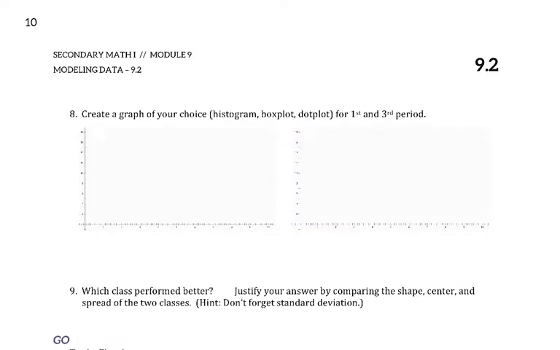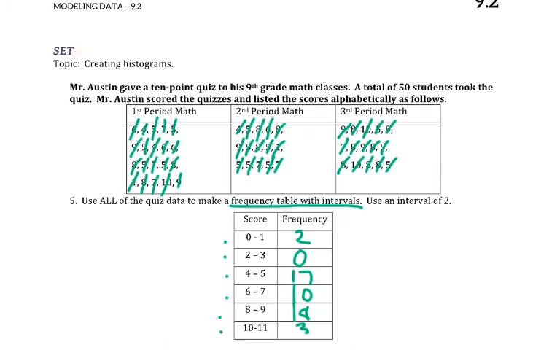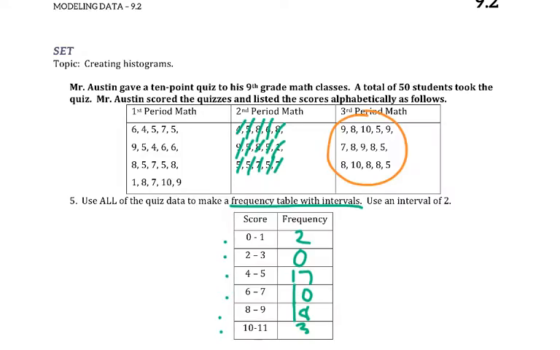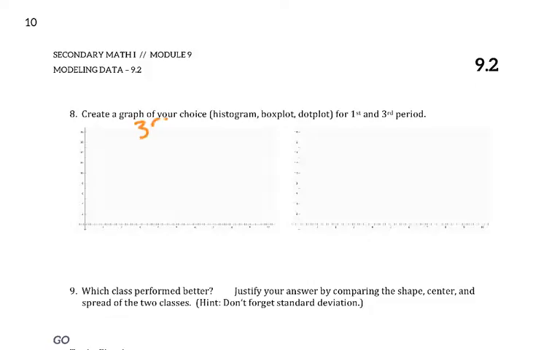Okay. Now it says create a graph of your choice, a histogram, box plot, or dot plot for first and third period. Okay, so just for first and third. So let's do one of each. Okay. So for third period, let's make that our dot plot. So for our dot plot, we would have, okay, so let's go third here.